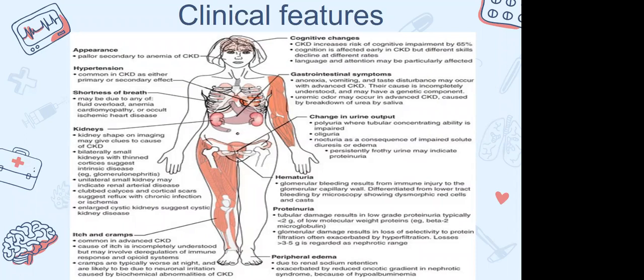The next symptoms could be itching and cramps due to build up of urea in the blood, and it most commonly occurs in the advanced stage of chronic kidney disease. Next are cognitive changes, maybe gastrointestinal symptoms, change in urine output, hematuria, proteinuria, and also peripheral edema. So all of the clinical features depend on the etiology of the chronic kidney disease and also its severity.